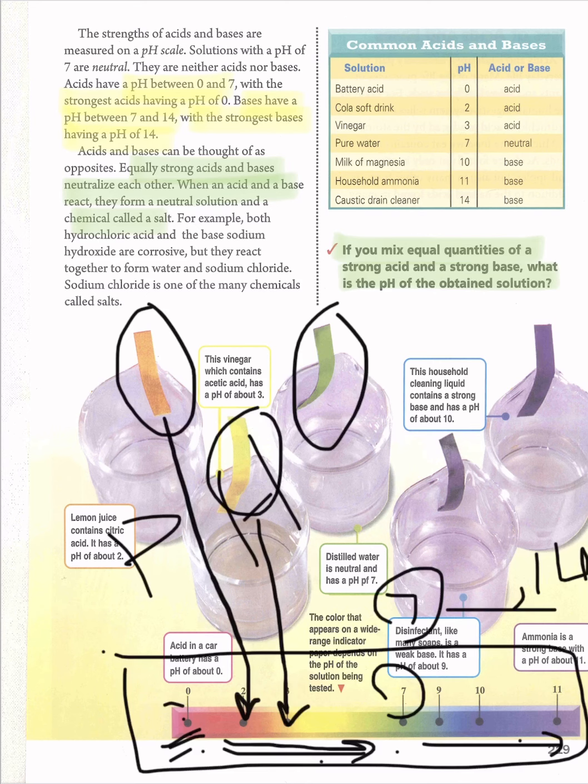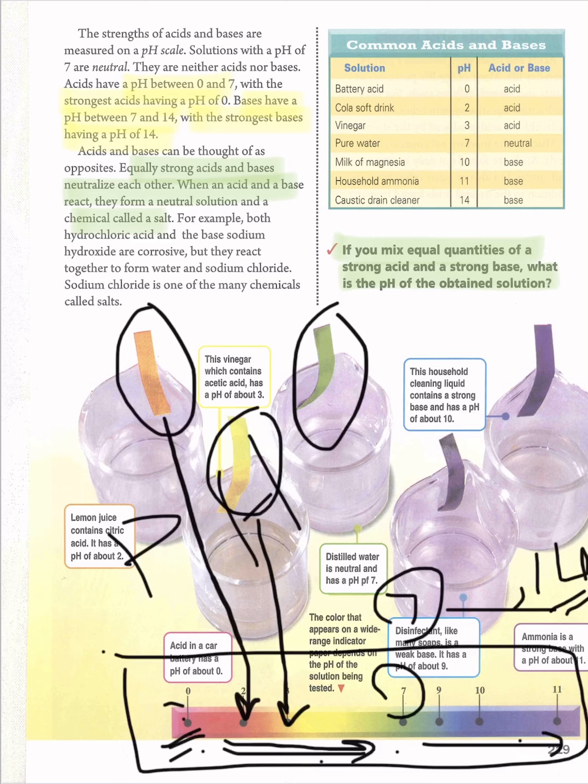Because the strongest base has a pH of 14. And you have to know that on the pH scale, if you go from 0 to 7 in an acid, it means the acidity will be less. But for bases, it's the opposite.